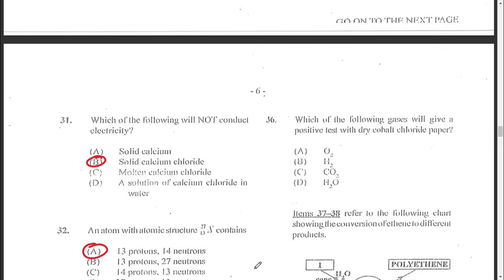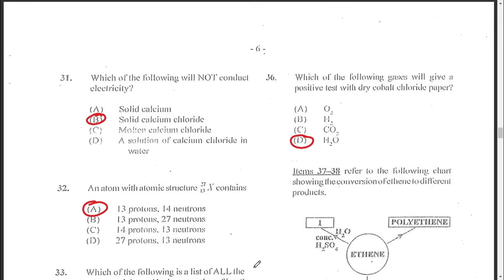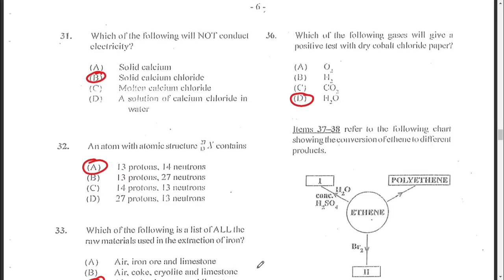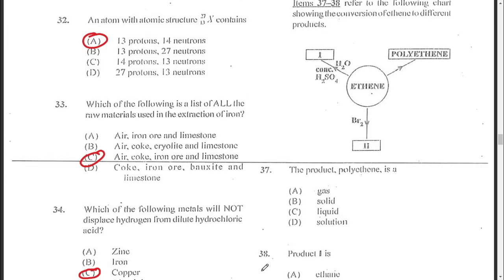36. Which of the following gases will give a positive test with dry cobalt chloride? And again, water would be present. Give a positive test for cobalt chloride, presence of water, whether steam or liquid. Items 37 to 38 refer to the following chart showing the conversion of ethane to different products. Right?